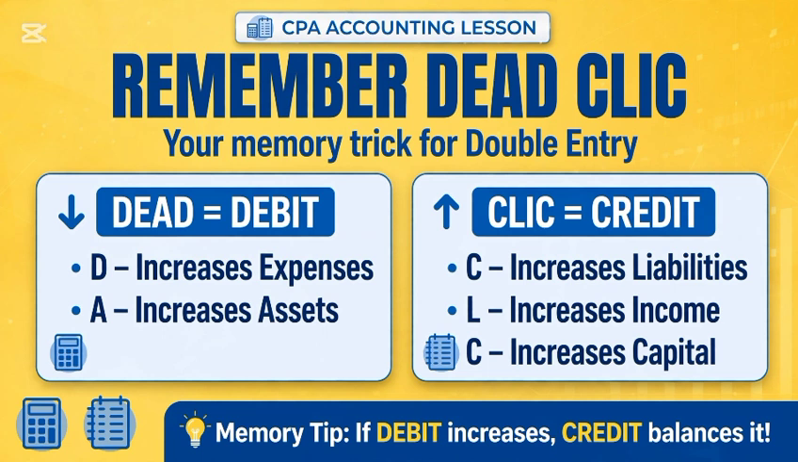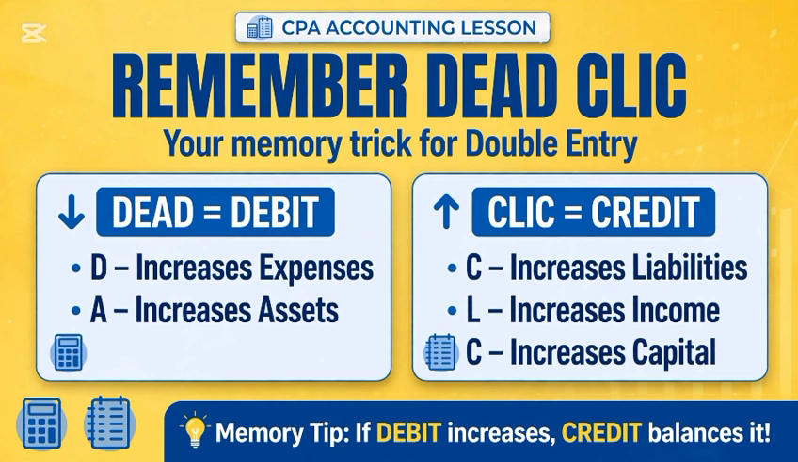Now, the rules for recording. For assets and expenses, debit to increase, credit to decrease. For both assets and expenses, debits increase the balance and credits decrease the balance. For liabilities, equity, and income, credit to increase, debit to decrease.